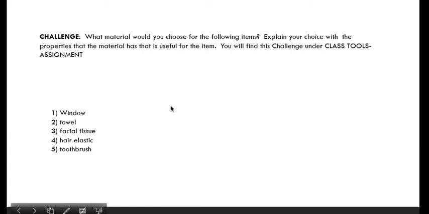Your challenge is to answer the question, what material would you choose for the following items? Explain your choice with the properties that the material has that is useful for the item. You will find this challenge under Class Tools assignment. The items are window, towel, facial tissue or Kleenex, hair elastic, and toothbrush.